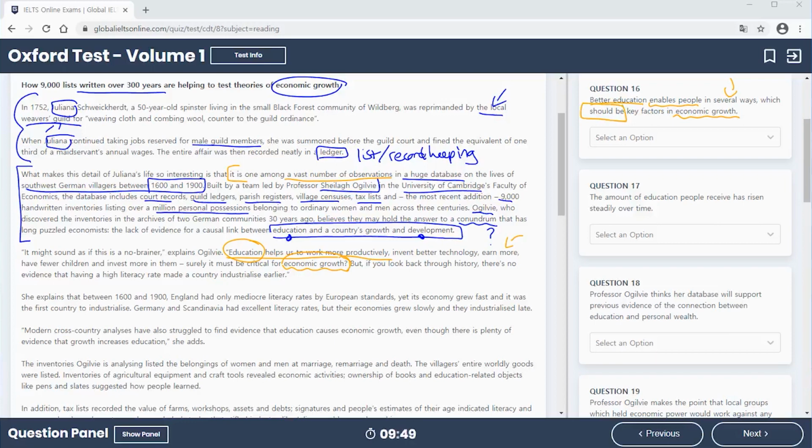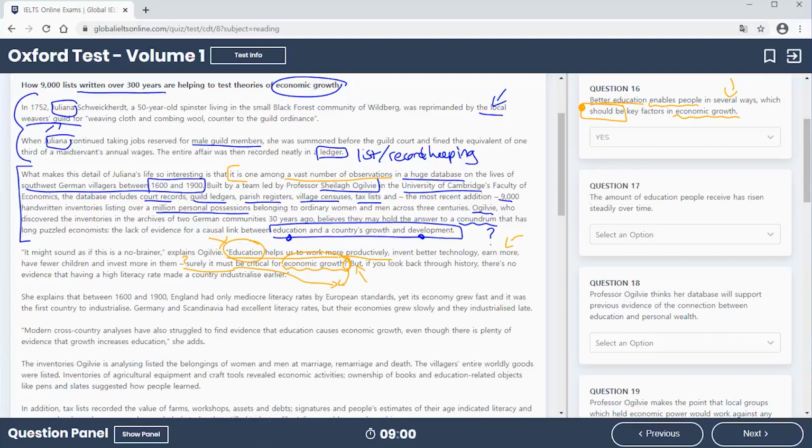We think it should be, right? We assume that better education helps promote economic growth. So we've got here, education helps us in all these ways. Surely it must be critical for economic growth. She's asking a question here, so this is how we know it's yes: she's making her guess. She doesn't know, but she's making an assumption, and that's the same as "should be" in the question. It should be key factors in economic growth. However, then she changes into a but: when you actually look at the evidence, it's not quite so clear. So this one is going to be yes. It should be, surely it must be, but we don't know for sure.